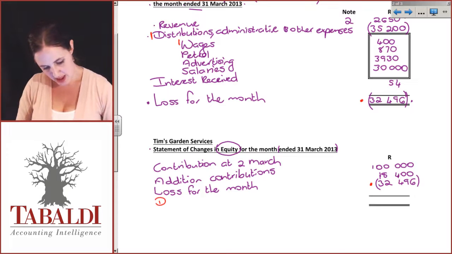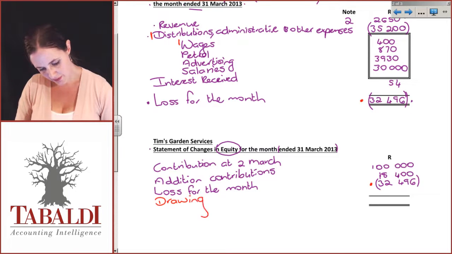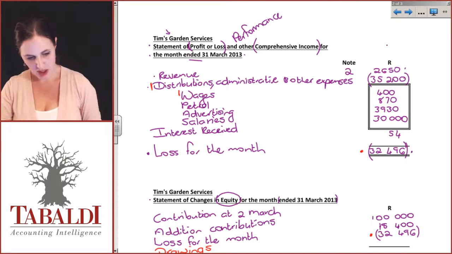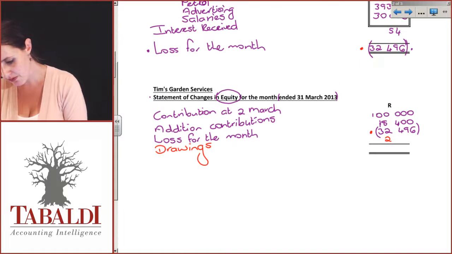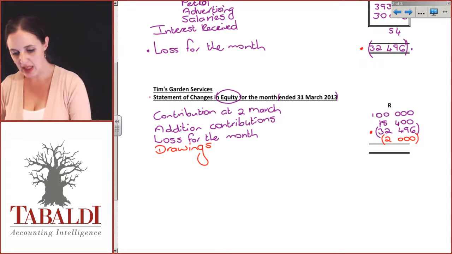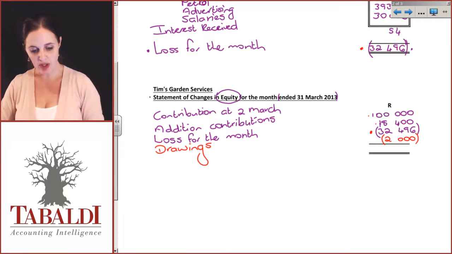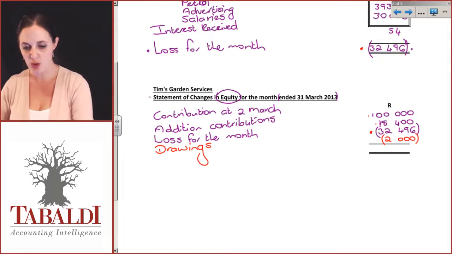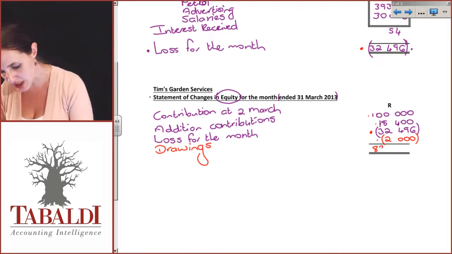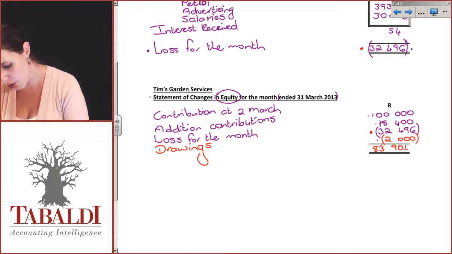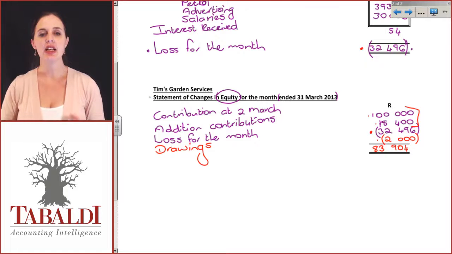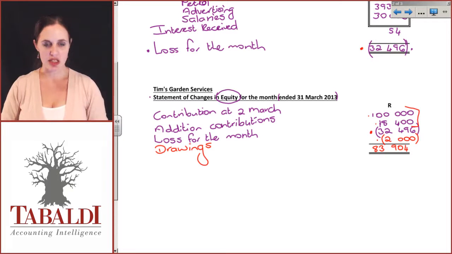We then add our drawings, and our drawings was 2,000, so he took 2,000 as well, and obviously we deduct that. So his capital or the equity moved. He started with 100,000, he added another 18,400 in. There was a loss of 32,496, which we got from our statement of profit and loss, and there were drawings of 2,000, which gives him an equity value of 83,904. And based on what the guy put in at the beginning, 118,000, it seems a little bit sad. It's very clear that his value in the business has actually decreased.